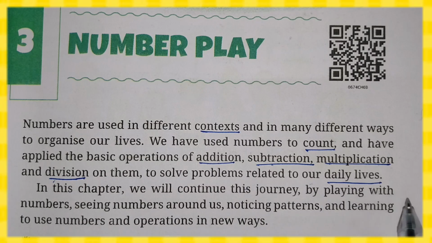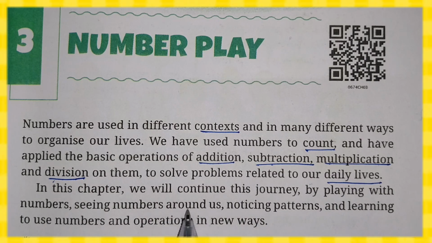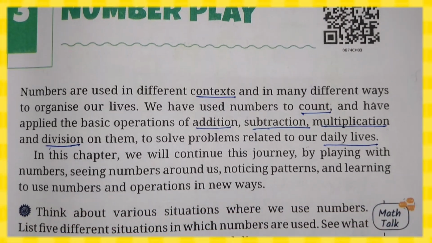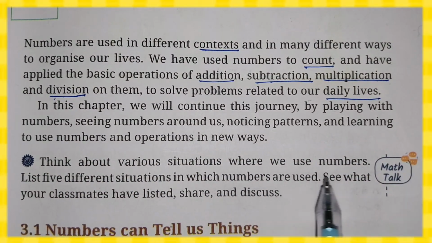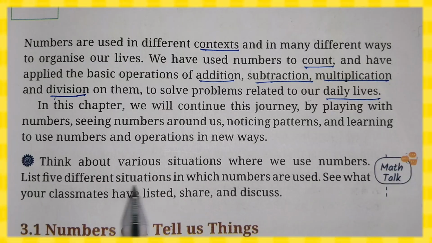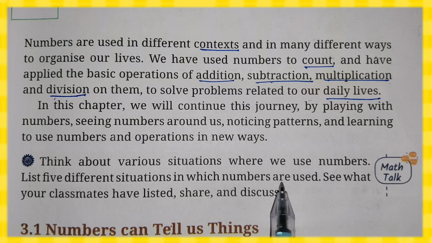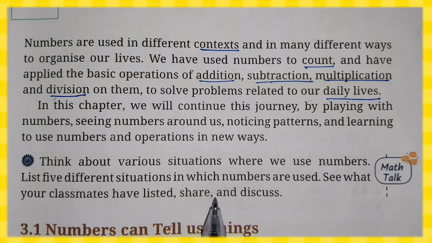Numbers are used differently in various contexts. Sometimes we use numbers for ranking, sometimes for scoring, and sometimes just for naming. Like the number on a cricket player's jersey, these numbers don't indicate rank or score but serve as identification. Think about various situations where we use numbers. List 5 different situations in which numbers are used. See what your classmates have listed, share, and discuss.